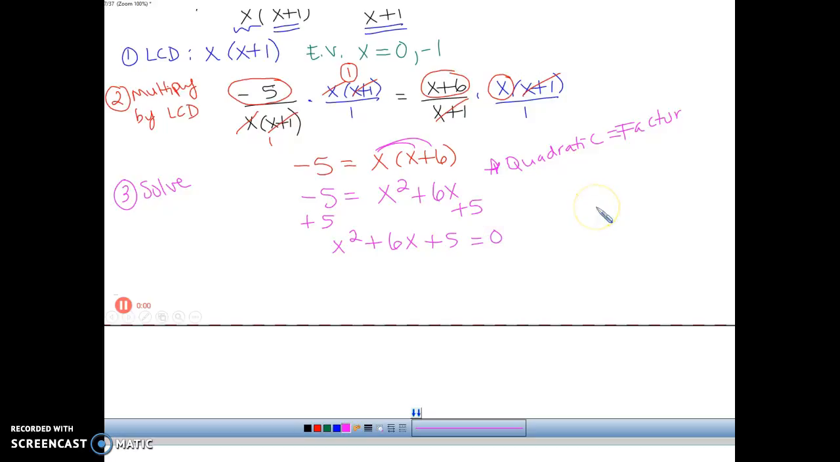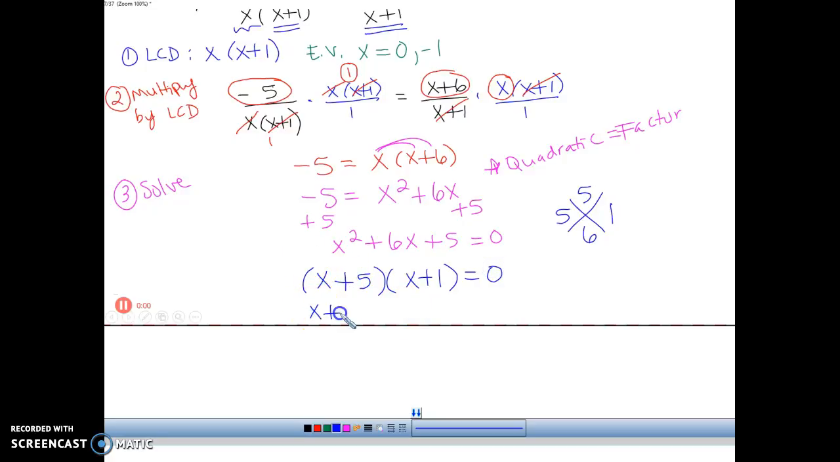And in order to solve for x, we're going to have to factor. So in this example, a times c would be 5, and my b is 6. So two numbers that multiply to 5 and add up to 6. That would give me a +5 and a +1. So this would end up being x plus 5, x plus 1 equals 0. And then you need to solve for x for each piece.